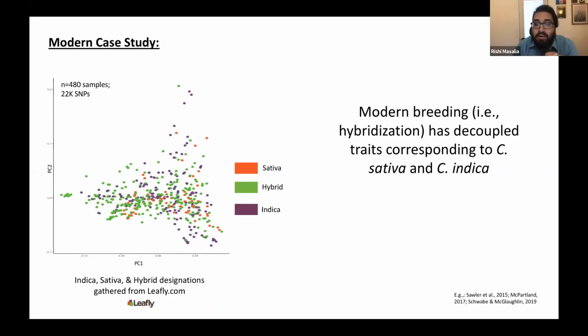It's a cloud of data, and modern breeding, i.e. this hybridization effect based on wind pollination, as well as the cultivation history and the trade associated with this plant, has decoupled these traits of indica and sativa from their genetics. So what this means is that you can't look at a plant and say, oh, this is a broadleaf plant, therefore it's an indica plant, and associate all traits of indica with that plant, because they are no longer coupled together.